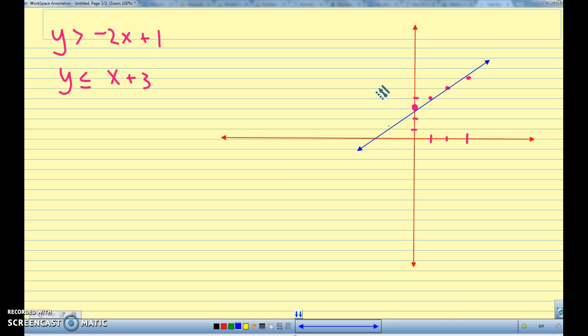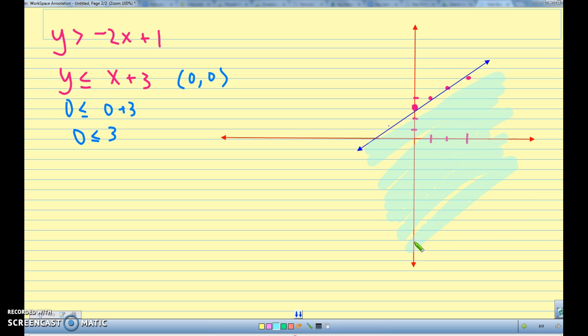So I'm going to draw my line through the points as best as possible. And then I pick a point on either side of the line to help me with my shading. So let's say I pick 0, 0, because that's a pretty easy one to pick. And I say is 0 less than or equal to 0 plus 3? Well, 0 plus 3 is 3, and 0 is less than 3. So I know to shade this side of the line. Now we kind of remember doing that. So that's one of the inequalities that the book gave me, or the problem or whatever.